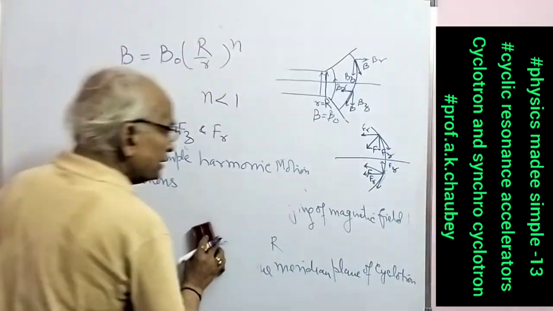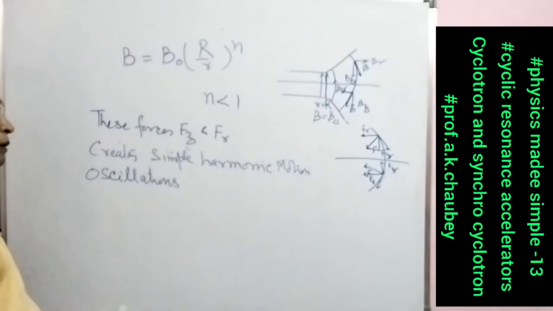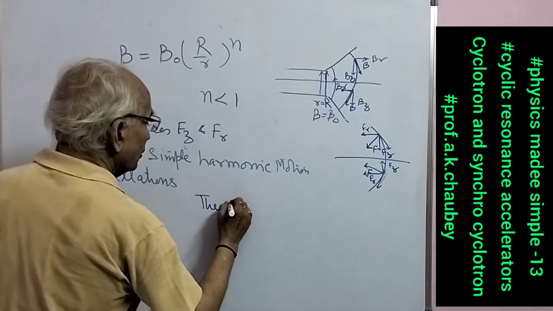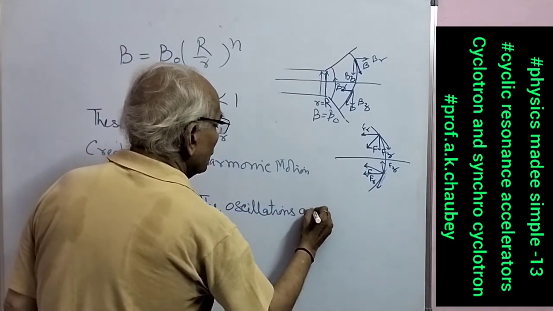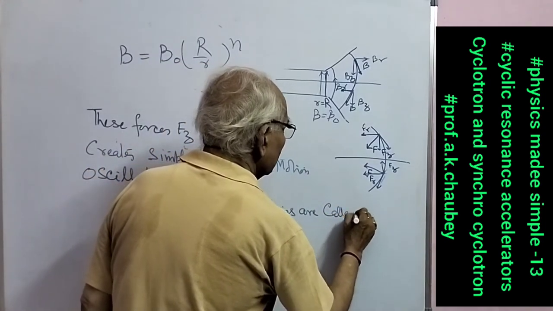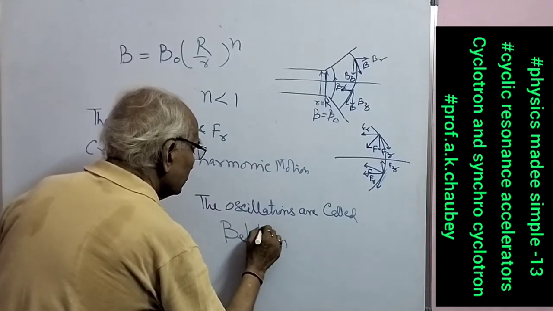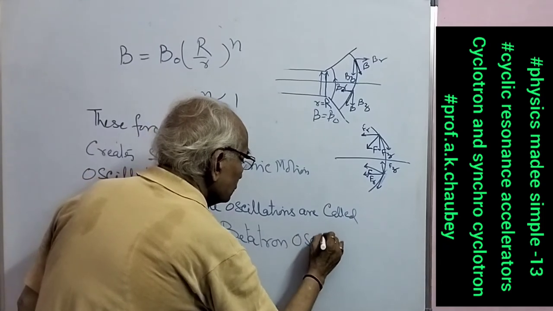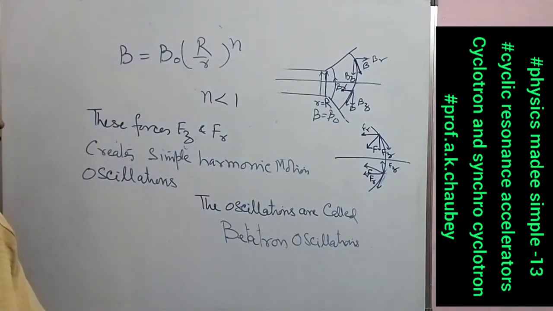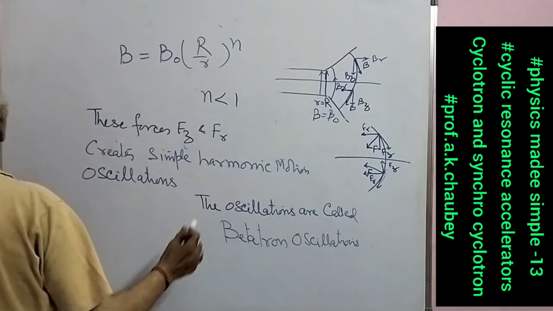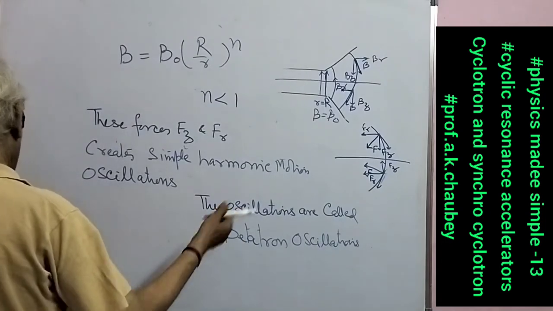You see, these oscillations are given some name because these were first studied in a machine called Betatron. The oscillations are called Betatron oscillations. You can solve the mathematical equations of forces and get the frequencies of these oscillations. I don't want to do the mathematics, but I have the solutions of the differential equations.